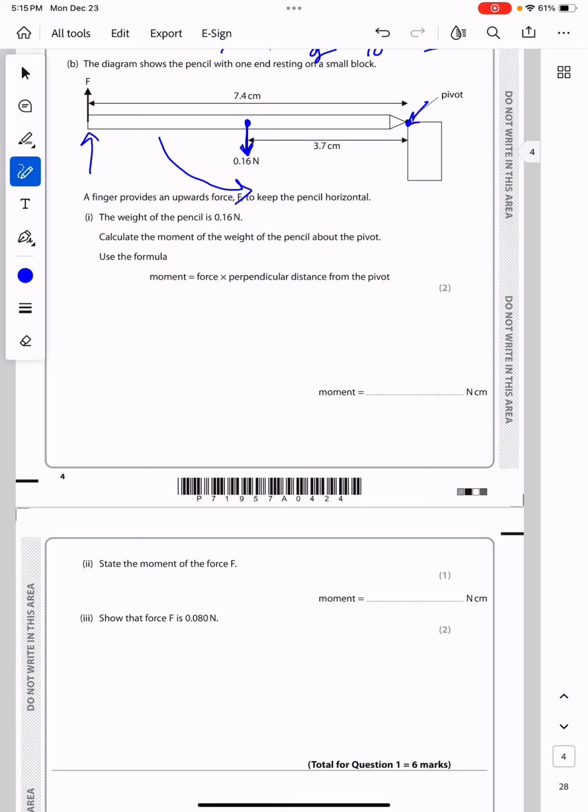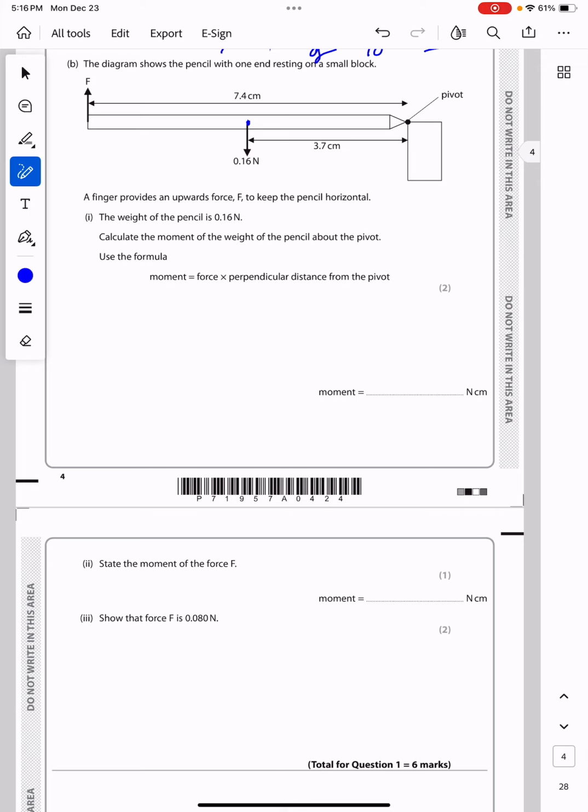I don't know about directions, but you need to support it in the other direction, the opposite direction, to cancel this moment. So we know that the clockwise moment is equal to the anti-clockwise moment if we want to find a balance. If I don't want anything to turn, the clockwise moment should be equal to the anti-clockwise moment. And so here, let's go see the question. I'm just explaining things before even seeing the question.